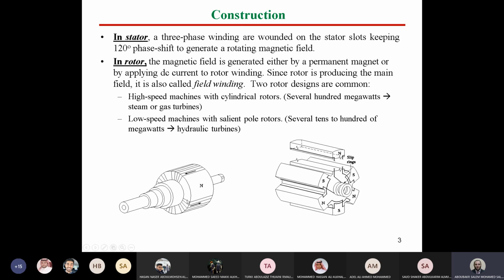And the diameter in this case, because the number of poles is small, will be small. However, the rotor will be long. So this length will be long, and this diameter will be small compared to the salient pole type. The other type is the salient pole. The word salient means that the air gap between stator and rotor is not uniform.